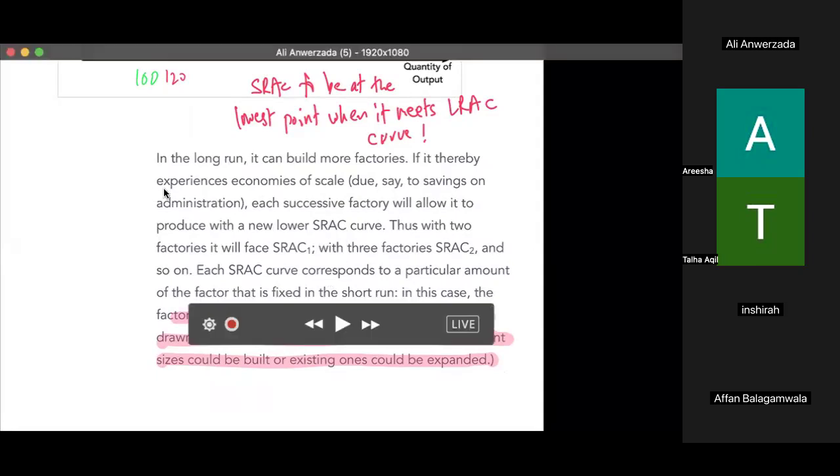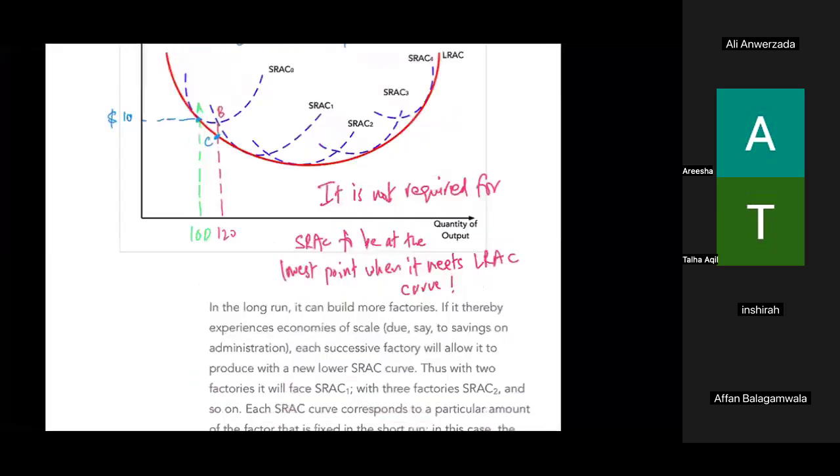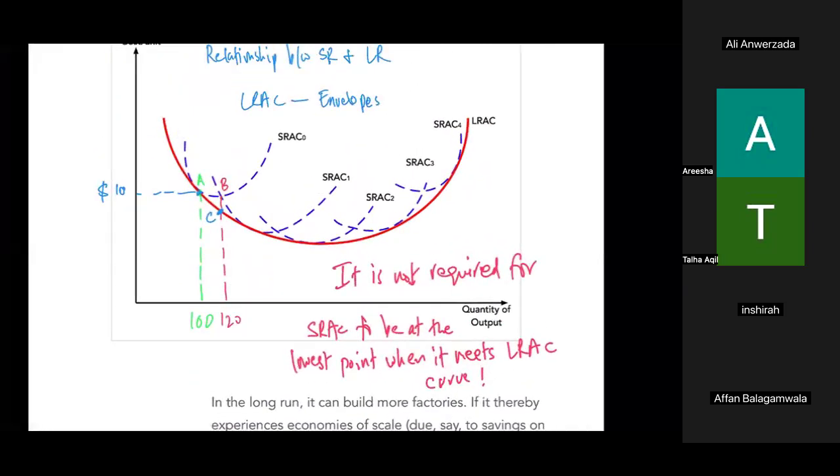So for all of us who've come back, who've come right now, simply the LRAC curve is a curve that envelopes many short-run average cost curves. And we say this that SRAC, as you build more factories, like I'm explaining one more time, as you keep on building more factories, you will move to another SRAC curve, right? The only way you'll build factories, if factories are your fixed factor, is that you are in the long run.